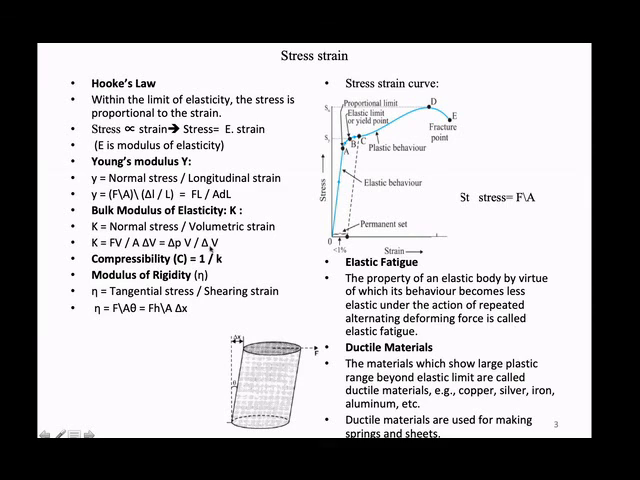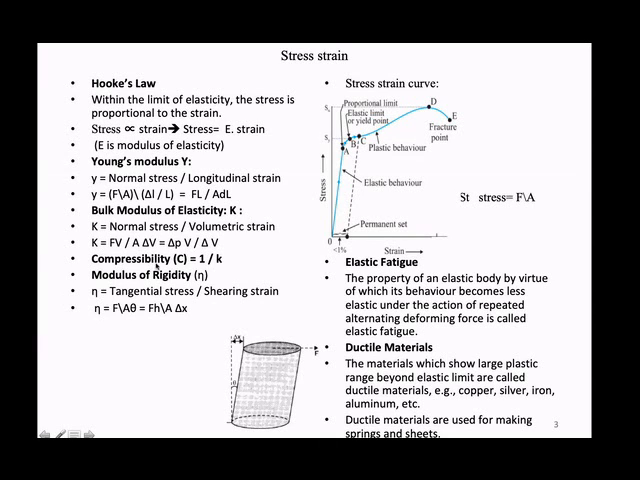So now, what is bulk modulus? It is defined as normal stress by volumetric strain. Normal stress is F by A, and the volumetric strain is delta V by V. In liquids, the force per area, the stress, is pressure. So bulk modulus is pressure into V by delta V. So this is our bulk modulus.